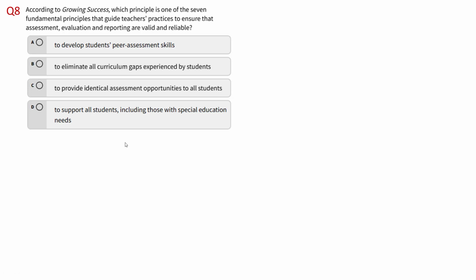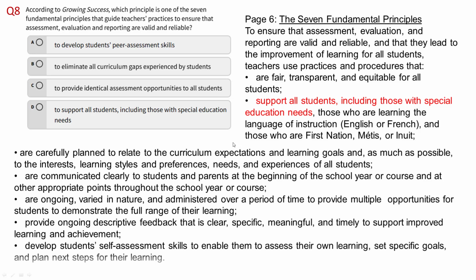According to Growing Success, which principle is one of the 7 fundamental principles that guide teachers' practices to ensure that assessment, evaluation, and reporting are valid and reliable? So this is on page 6, and these are all of them. So I highlighted support all students, including those with special education needs. So that's D, support all students, including those with special education needs.